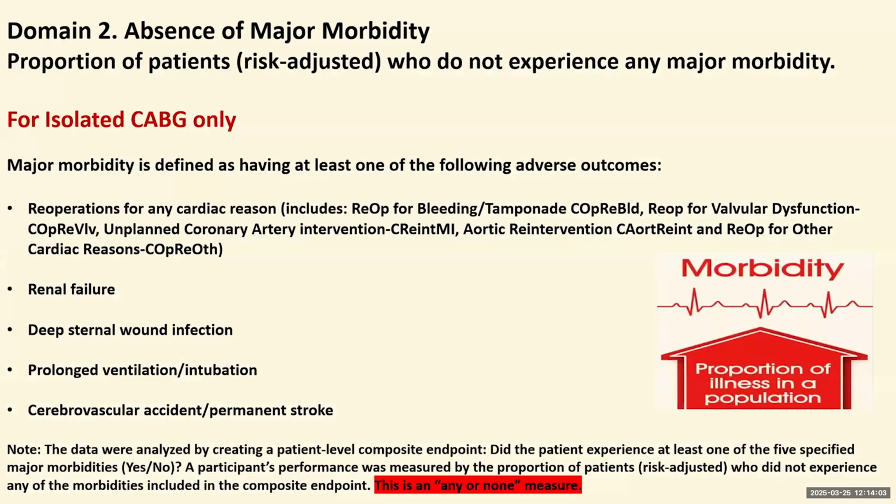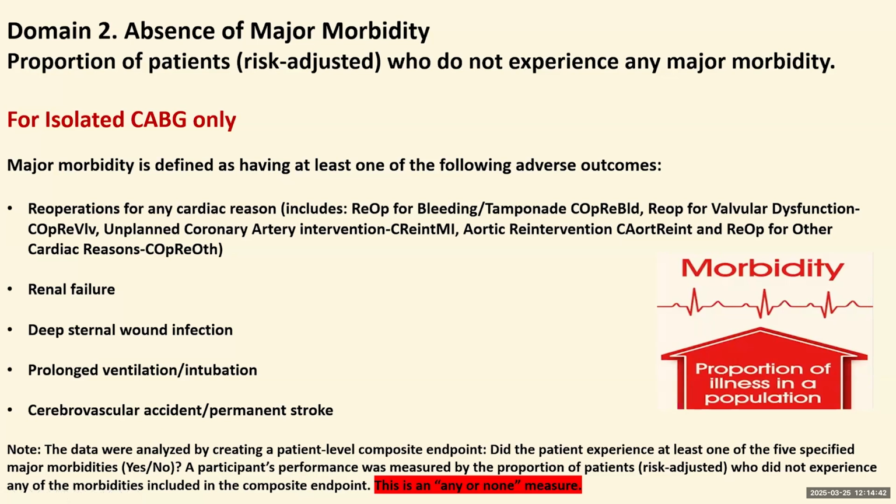The second domain is the absence of major morbidity. And the really important thing here is this is just for isolated CAB patients, okay? So major morbidity is defined as having at least one of the following adverse outcomes. Reoperations for any cardiac reason, we're going to talk more about that in a minute. Renal failure, deep sternal wound infection, prolonged ventilation or intubation, and a cerebral vascular accident or a stroke.